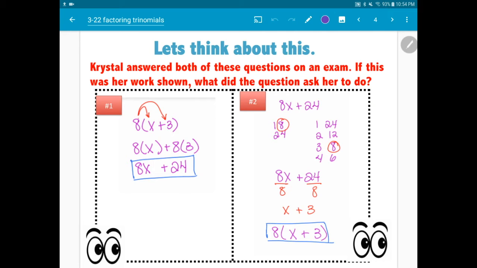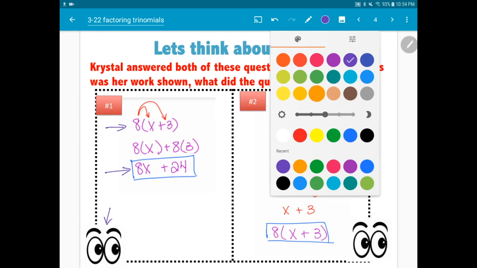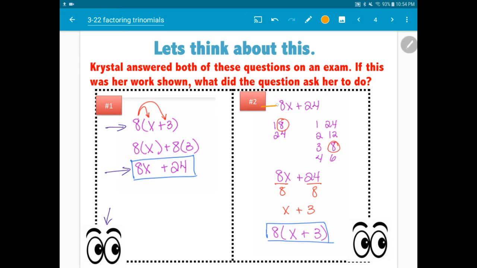So let's think about this. Crystal answered both of these questions on an exam, and you don't have to copy this, we're just watching. If this was her work shown, what did the question ask her to do? So number 1, here's the process. Started here, and the answer is what's boxed. For question number 2, she started here, and then her answer was here. So what would the question have been?